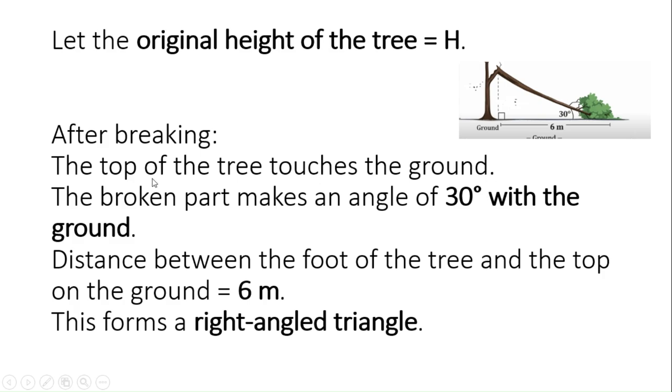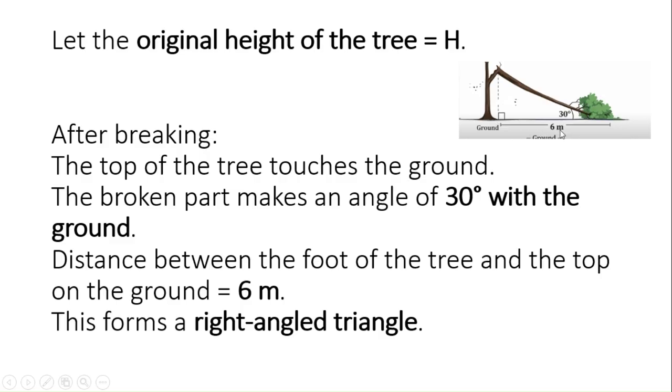So after breaking, the top of the tree touches the ground as seen in the image, right? And it is making a 30 degrees angle with the ground. One more piece of information is given: the distance between the foot of the tree and the top of the tree after falling down is 6 meters. That means some part of the tree is still standing on the ground, and the broken part is making 30 degrees angle with the ground, and the distance between the top of the tree after falling down and the foot of the tree is 6 meters.